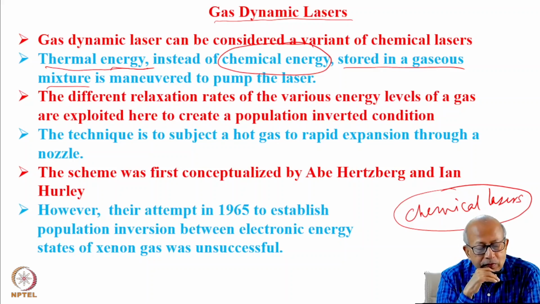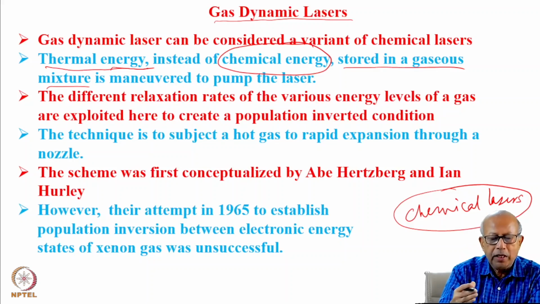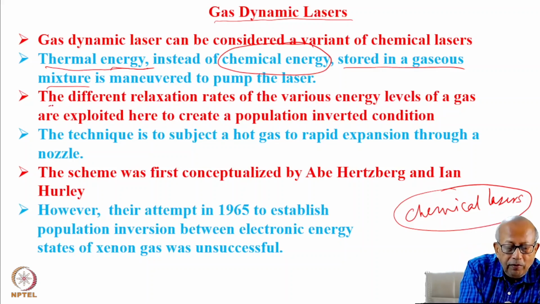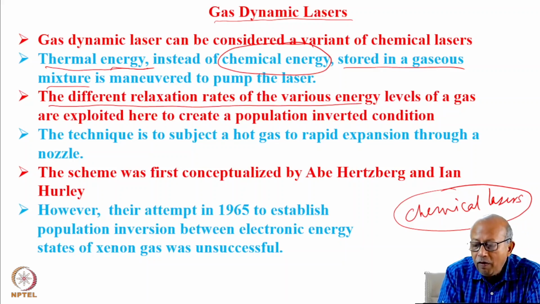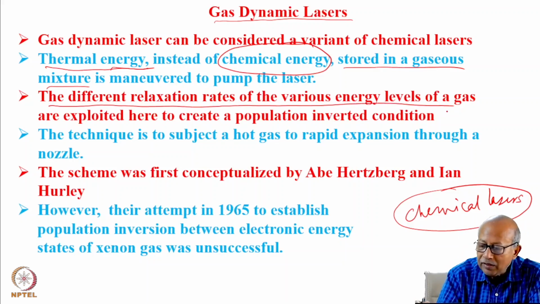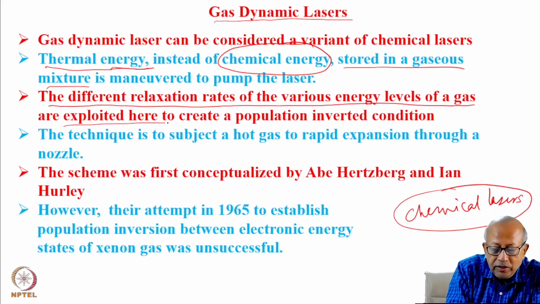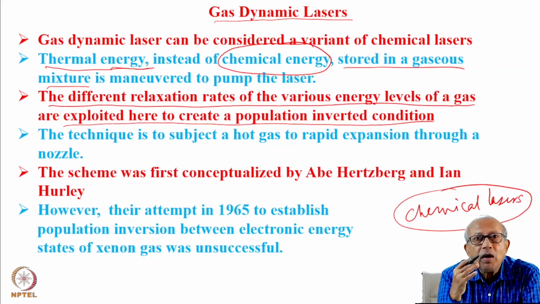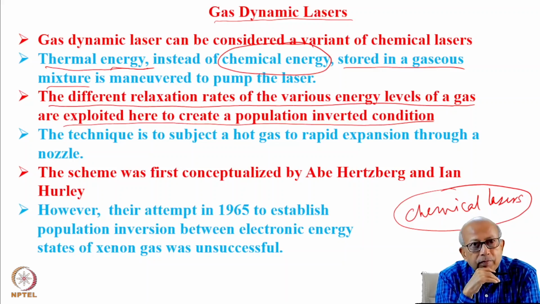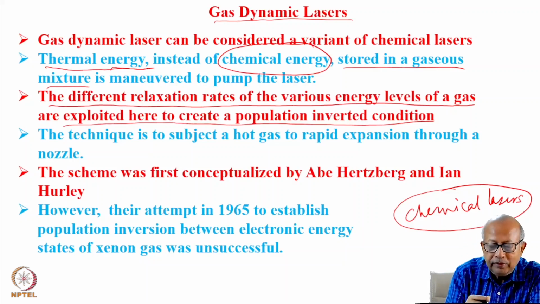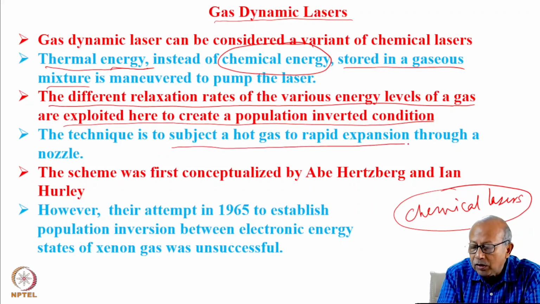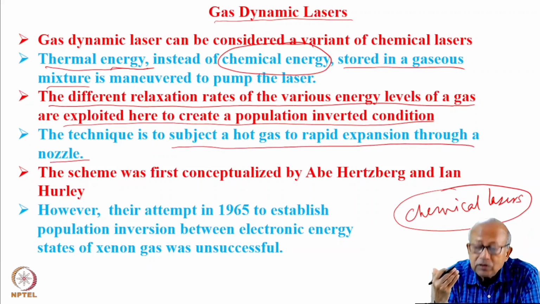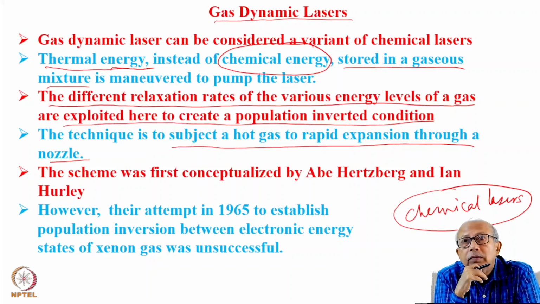So how does this happen? We will try to gain an insight into that. The different relaxation rates of the various energy levels of a gas are exploited here to create a population inverted condition. Basically, the temperature of the gas is first elevated to a very high temperature, and then this hot gas is subjected to a rapid expansion through a nozzle. This actually creates population inversion.